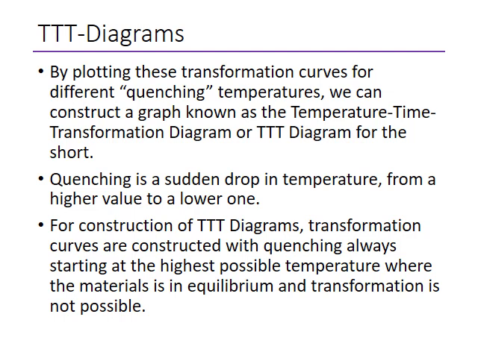So for construction of TTT diagrams, transformation curves are constructed with quenching always starting at the same highest temperature. So we wait at that high temperature until an equilibrium is reached, and then from that temperature we make the quenching, and we maintain the quenching temperature, and then we analyze how the phase is being transformed.